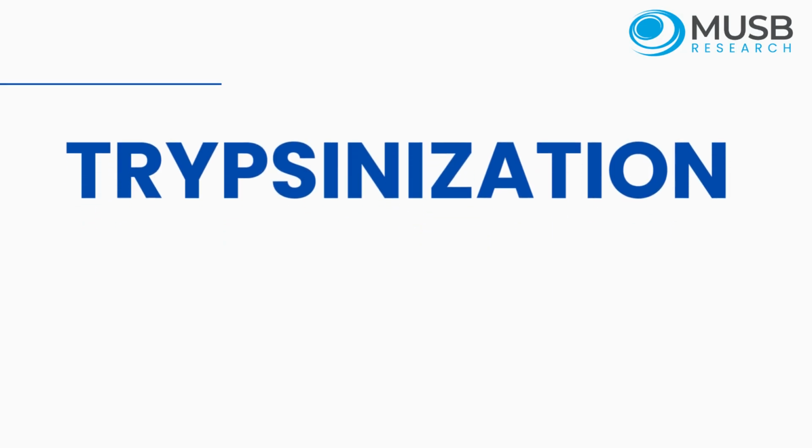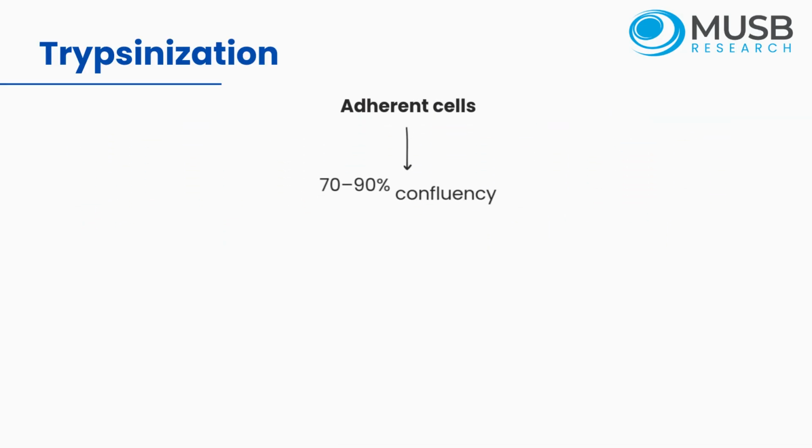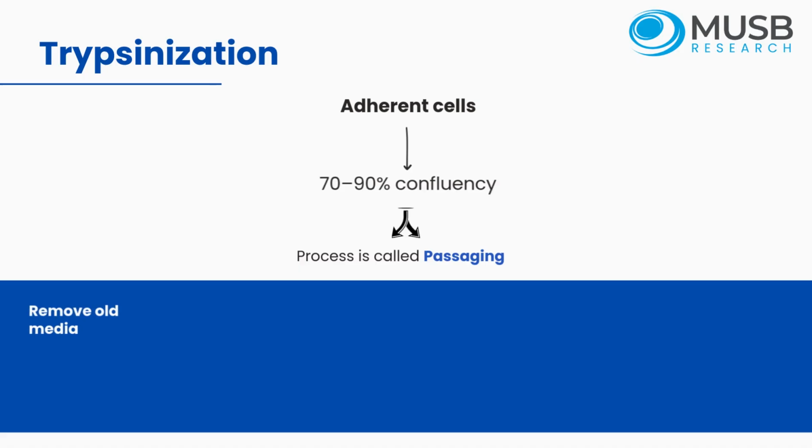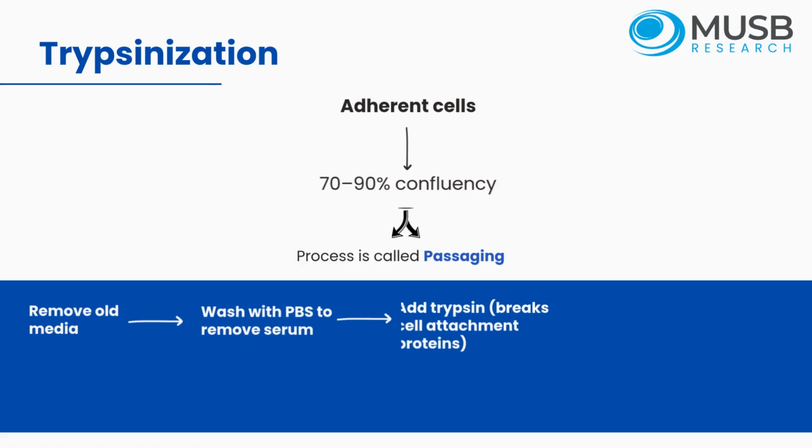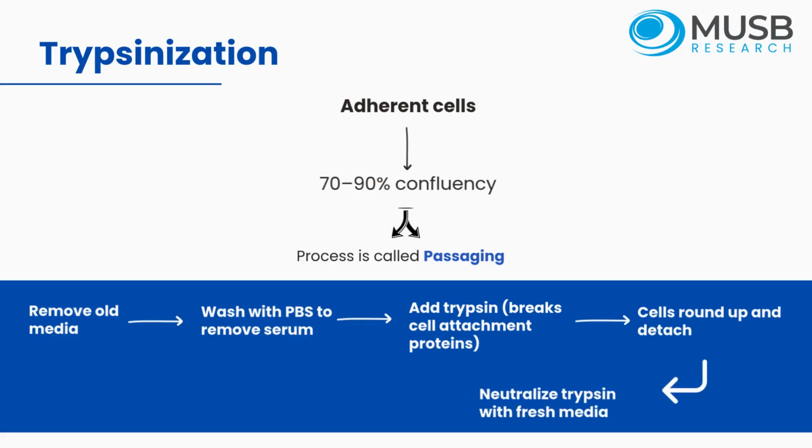Next, trypsinization. When adherent cells reach about 70 to 90% confluency, they need to be split. This process is called passaging. Here's how it works. 1. Remove old media. 2. Wash with PBS to remove serum. 3. Add trypsin, an enzyme that breaks cell attachment proteins. 4. Cells round up and detach. 5. Neutralize trypsin with fresh media. 6. Split into new flasks. This step is unique to adherent cells. Suspension cells don't need this.